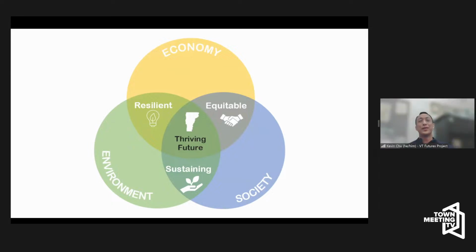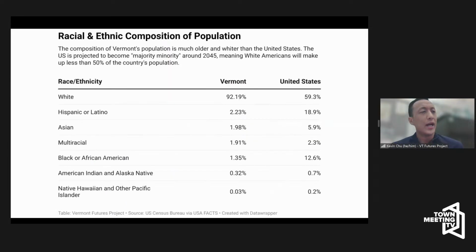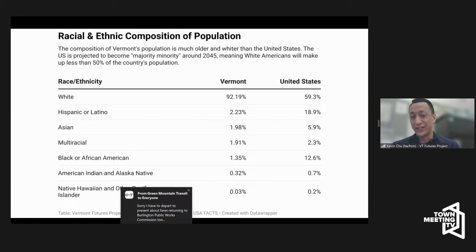So I've been talking about population growth from an economic perspective, but we know that a thriving future for Vermont balances the economy, the environment, and equity. So I want to take a look at the equity perspective quickly. And this is the current picture in terms of racial and ethnic composition of our population. Vermont is about 92% white. Compare that to the US, which is about 59%. The US Census Bureau estimates that by about 2045, the country will be majority minority. And if we just go off of current rates, Vermont would definitely not reach that by 2045.